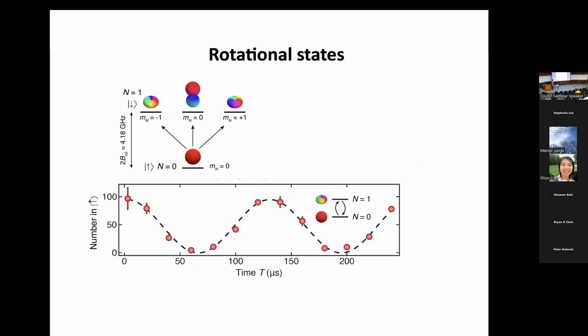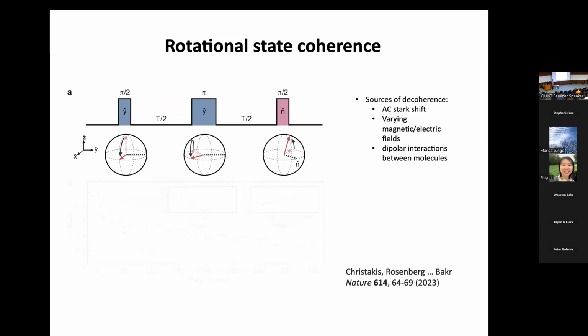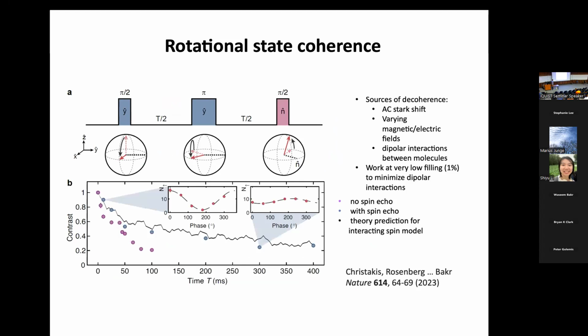So here I can show you first that we can isolate 2 rotational levels. The splittings here are on the gigahertz level, very similar to superconducting qubits. We can isolate 2 rotational levels and drive Rabi oscillations between them. So you have a nice 2-level system. We can measure the coherence time of this 2-level system, and it turns out to be on the hundreds of milliseconds time scale. So this corresponds to hundreds of interaction times over which the system is coherent. So we can really study this quantum magnetism over hundreds of interaction times.